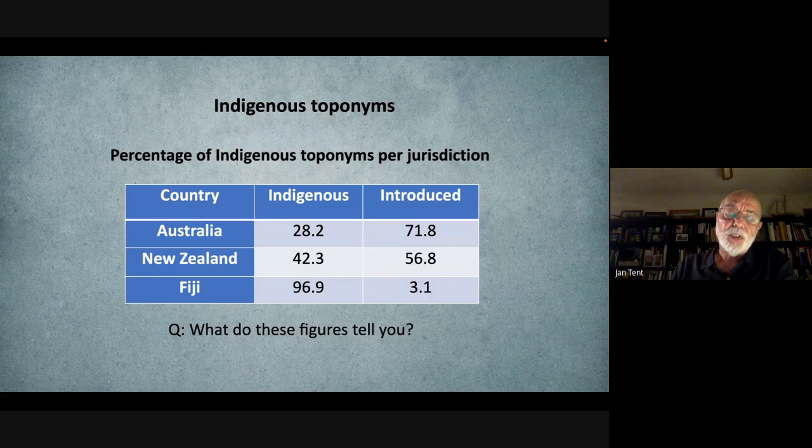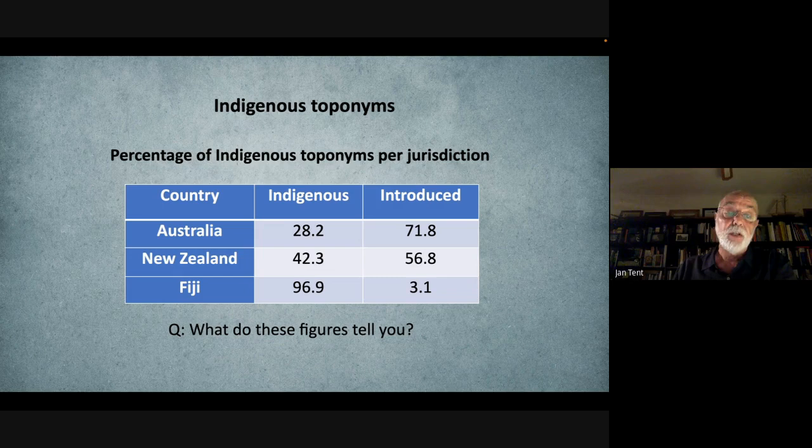And the Aboriginal people are very secretive about their cultural knowledge, and they don't like to share it with outsiders, i.e. Europeans. So they keep their place names secret. So that would account for the low percentage.